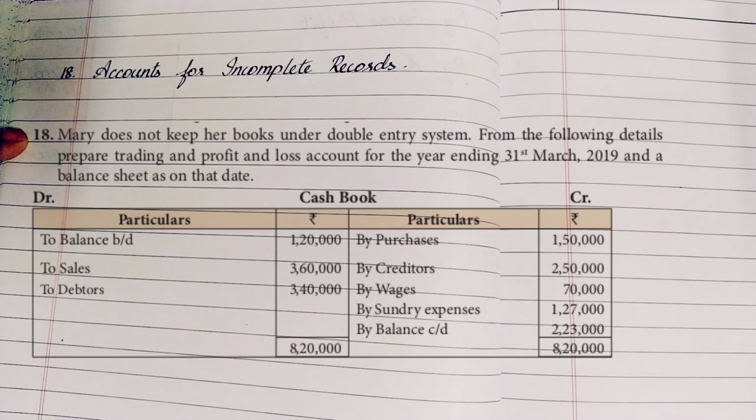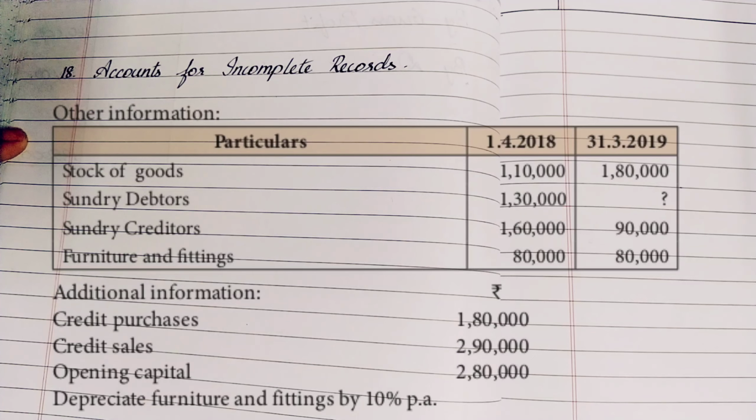So they have given us the cash book. From the cash book, we can take the following details which are required for that particular accounts. But the main thing in the other information is that in sundry debtors, we have a big question mark. So the closing sundry debtors has to be found. Other than that, all the information is given to us. In the additional information, they've given us the credit purchase, credit sales, and opening capital, which are required to do the trading and the balance sheet.